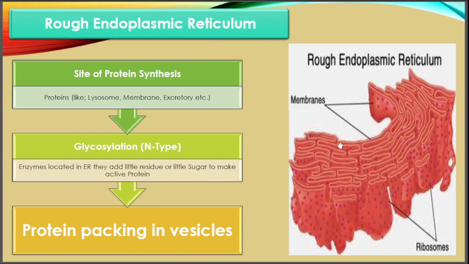So what it does is undergo the glycosylation process, under which it adds sugar residues on the nitrogen of the protein and makes it activated. Once it gets activated, it packs the protein into vesicles and transports it to the Golgi apparatus for its further modification.